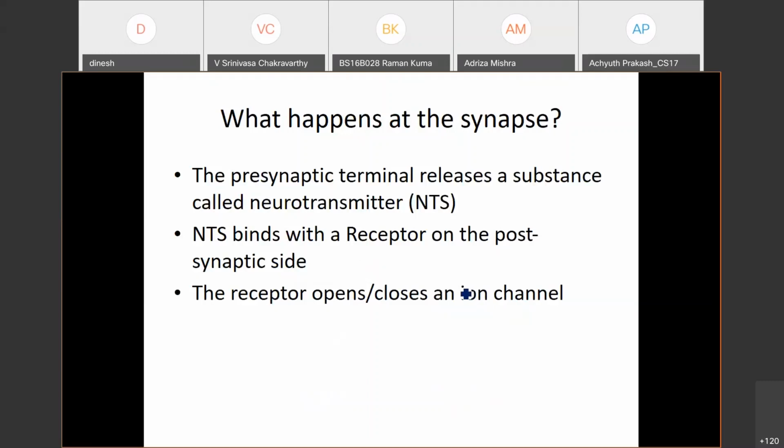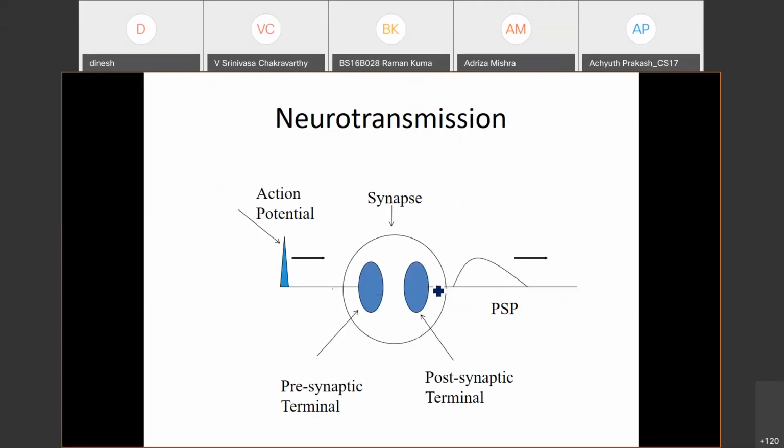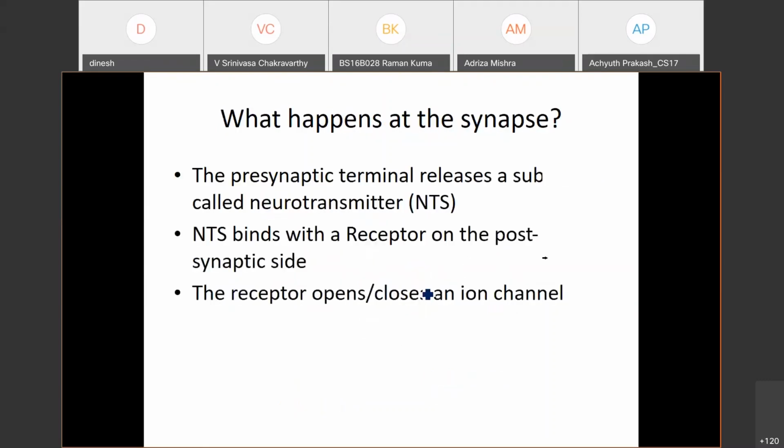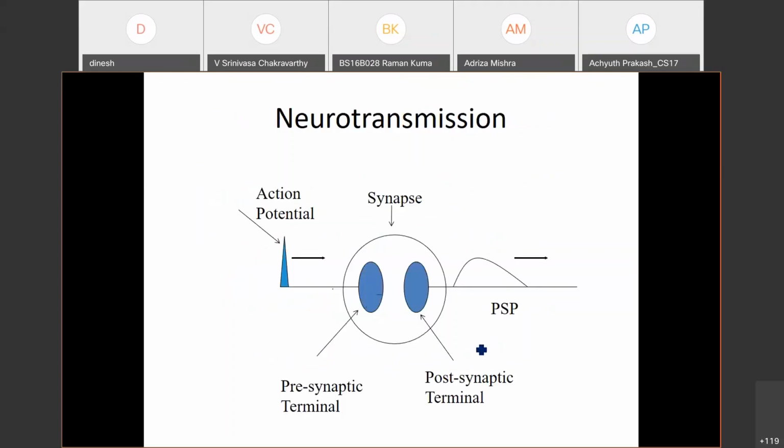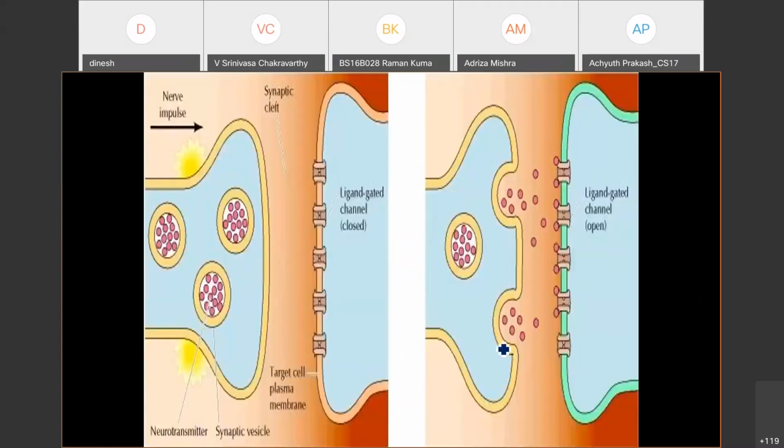So here there are three molecules involved in this transmission of signal from pre to post. The three molecules are the neurotransmitter, which is released by the presynaptic terminal, then a receptor, which is located on the postsynaptic terminal, and then the receptor on the postsynaptic terminal opens or closes an ion channel. So there are three molecules: NT, a receptor, and an IC, ion channel. These three molecules play a crucial role in converting the signal from the presynaptic side to the postsynaptic side. Since there are three molecules in play, it's a chemical process.